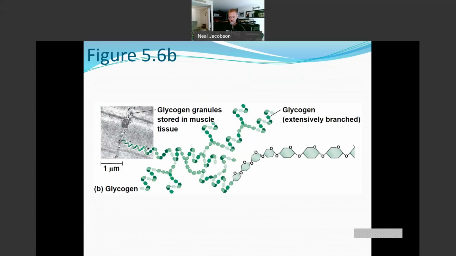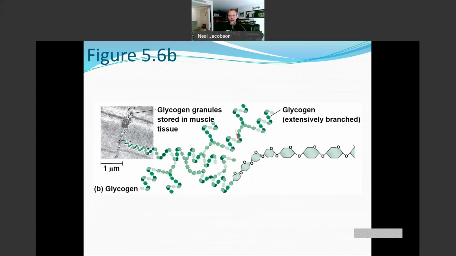So muscle tissue has a lot of glycogen, but so does liver tissue. So liver tissue, if it receives a signal from your pancreas that's like, hey, I got a lot of blood sugar going on here, can you ramp up the glycogen production? The liver will take in the glucose molecules and convert it into glycogen.